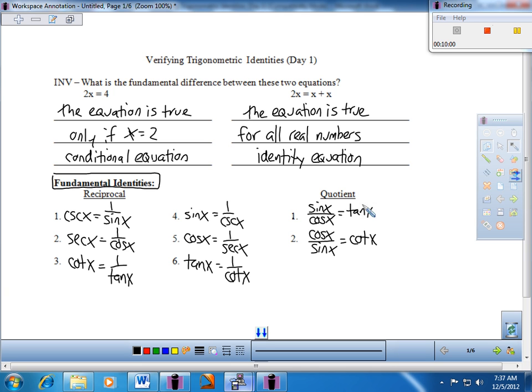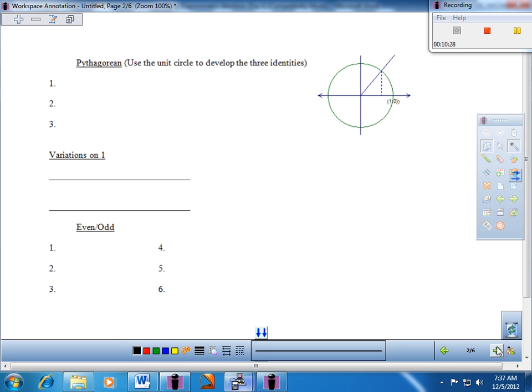Okay, let's go to my next board here. And these are the big ones, what are called the Pythagoreans. So the Pythagorean identities, there are 3, which we're going to develop together here. Put a big asterisk, if you would, next to number 1. That is our ticket, everybody.